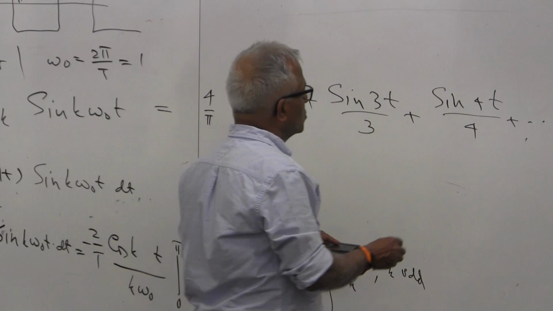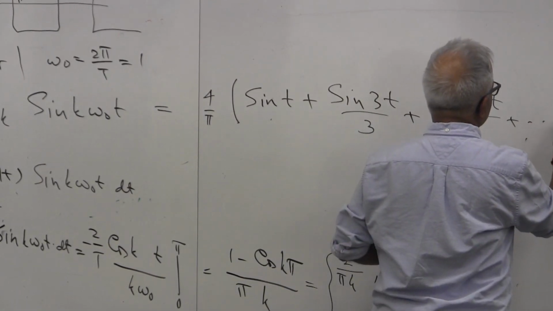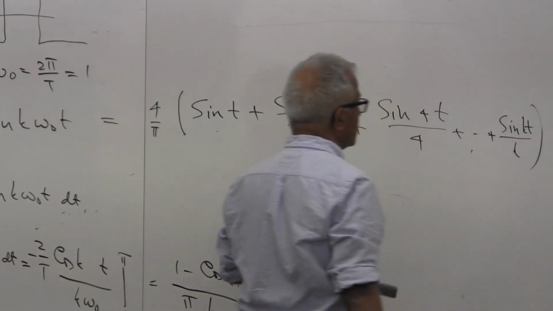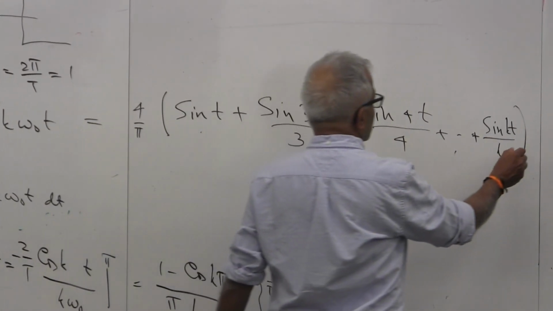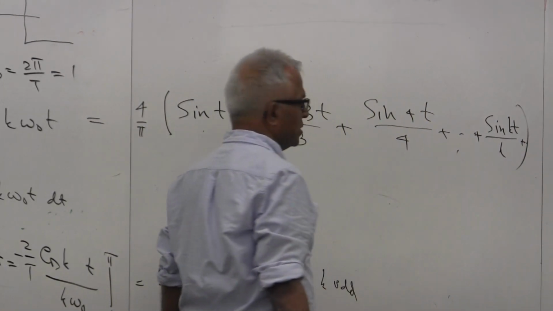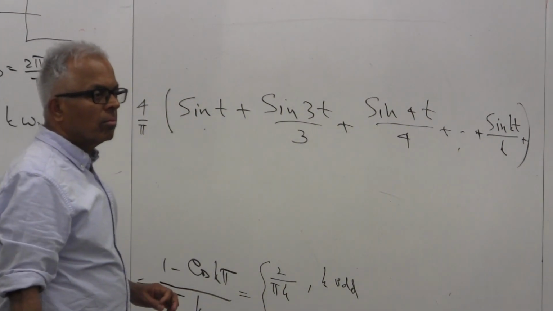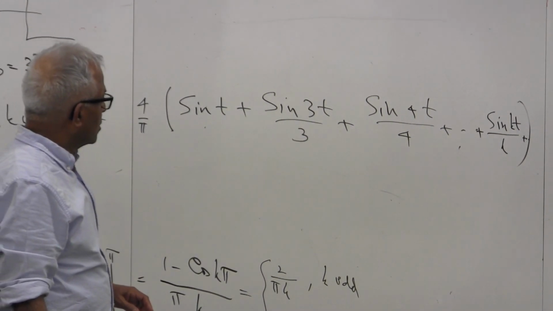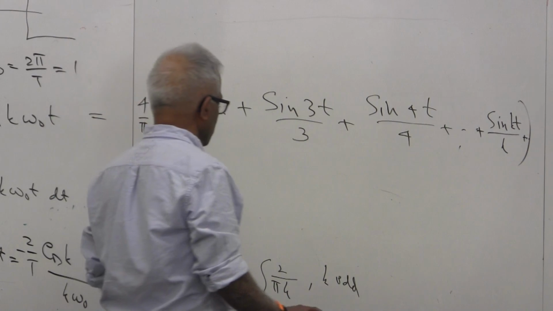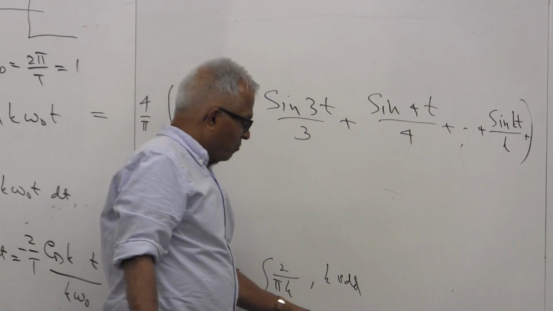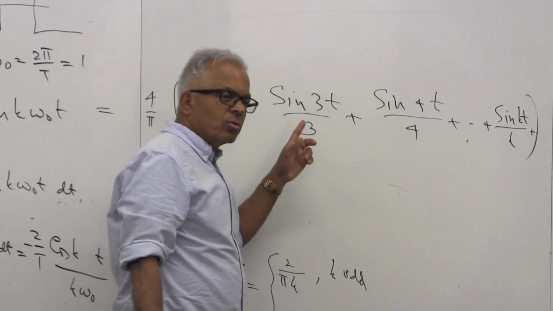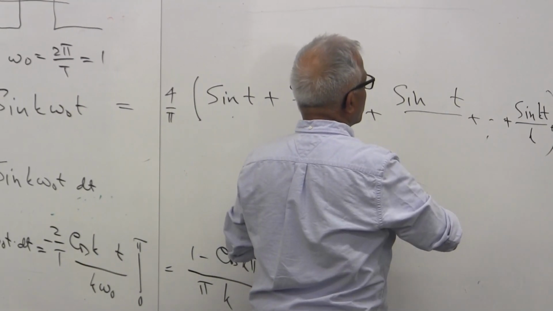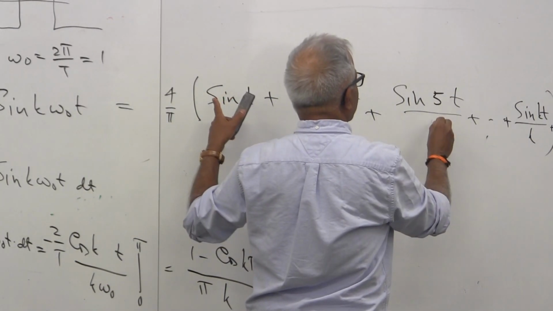Yeah. Okay, so the general term is sine kt over k, all with plus signs, and so on. So this is an infinite series. It should be 5, not 4, only in the odd ones. It should be sine 5t, not sine 4t. When k is even, this is 0. Yes, sine 5t is your third term.